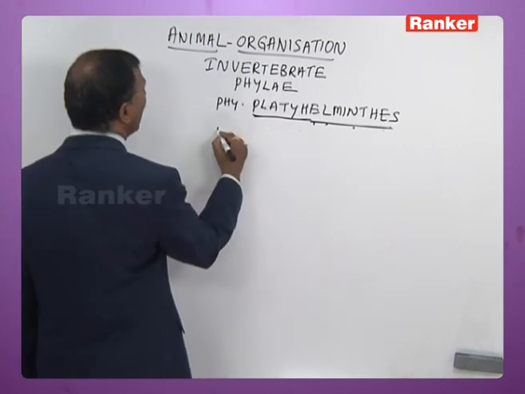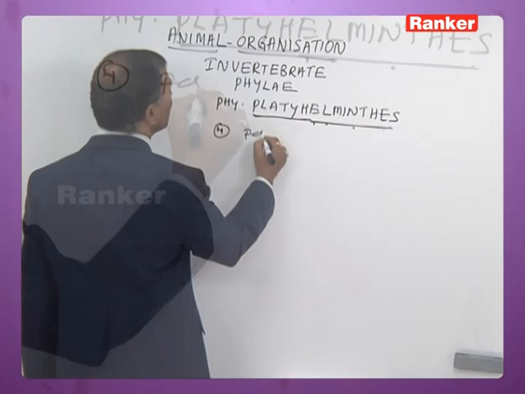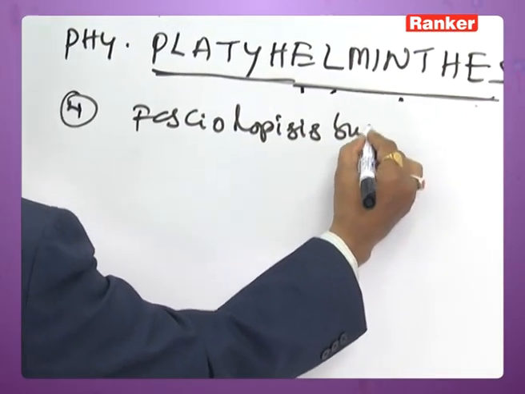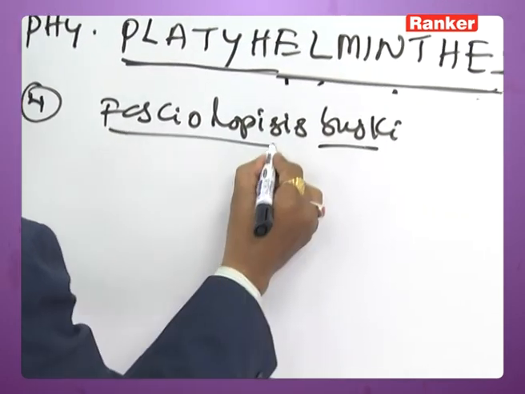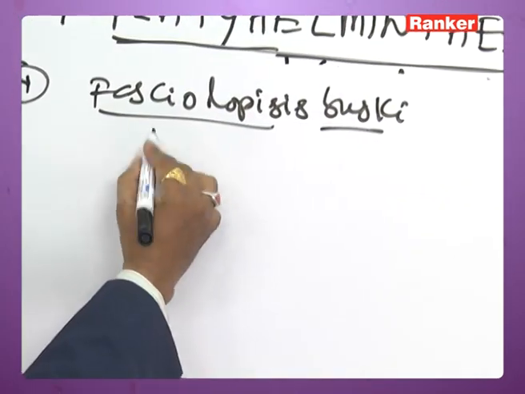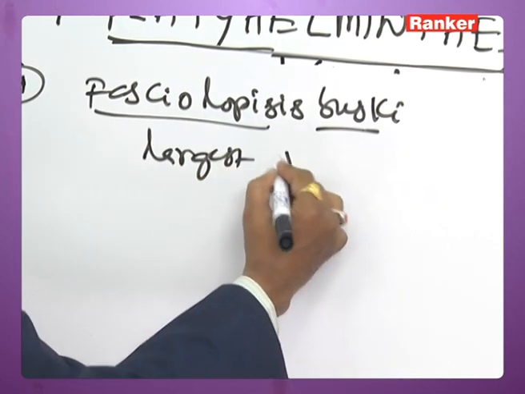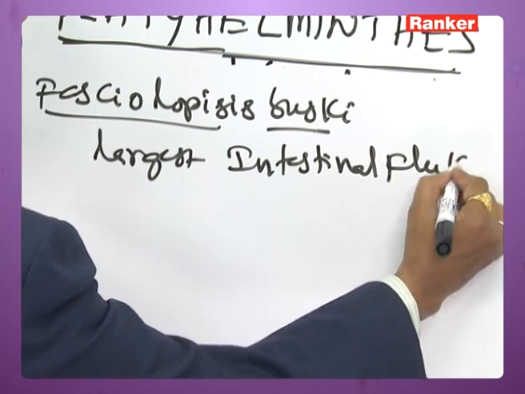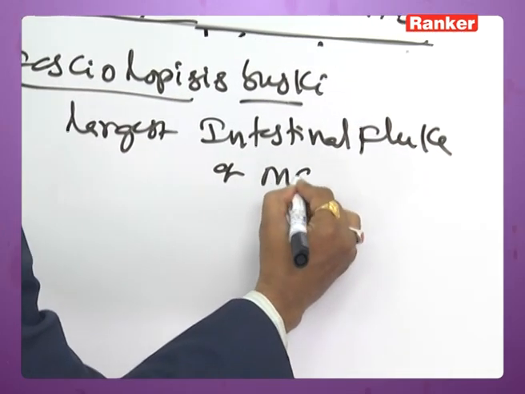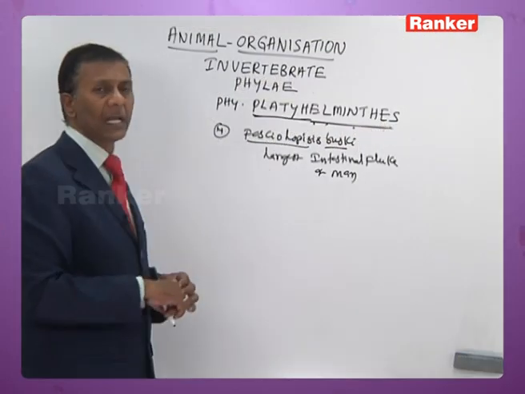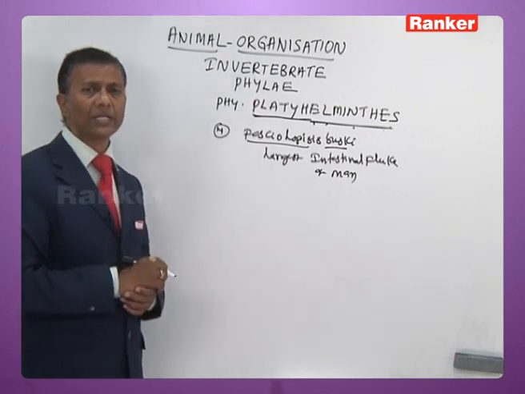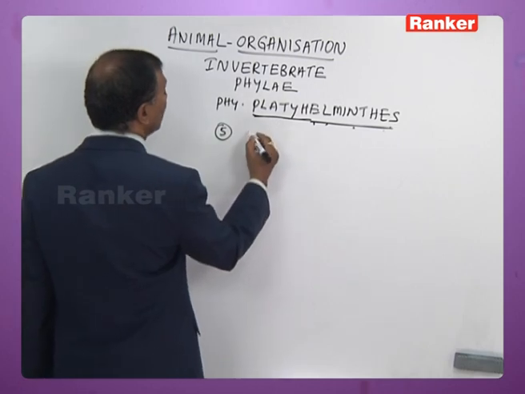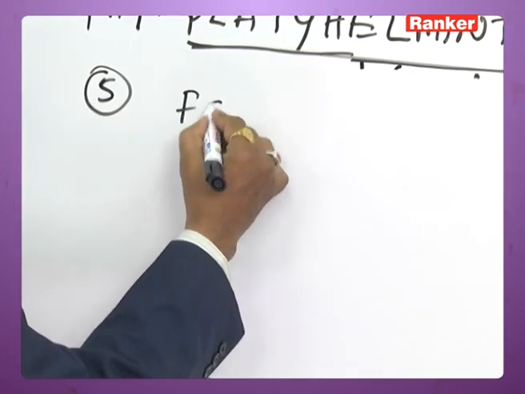Another example, Fasciolopsis buski. It is the largest intestinal fluke of man. The largest intestinal fluke of man is Fasciolopsis buski. Another most important example for Trematoda is Fasciola hepatica.